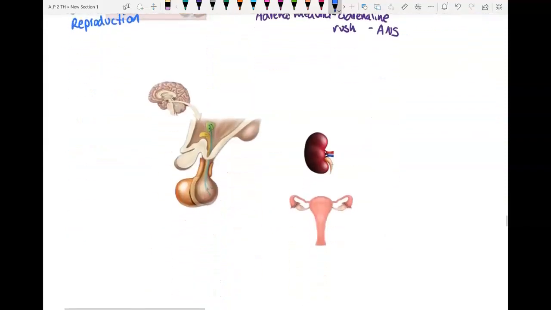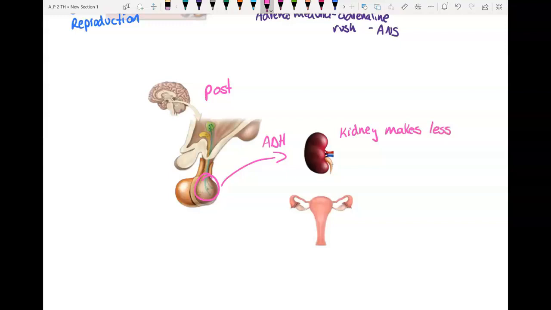Then if we look at the posterior pituitary. So the posterior pituitary, back here, has 2 hormones that it secretes. And remember, they're made by the hypothalamus and then stored and secreted by the posterior pituitary. First one is ADH, which is antidiuretic hormone. It tells the kidney to make less urine. This would be in order to conserve water in your blood.